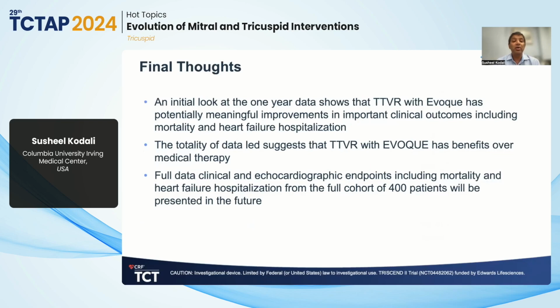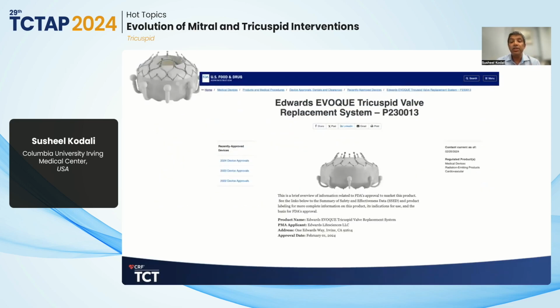Although the full cohort of data is not available, and this will be presented later this year, the initial look at the totality of data suggests that TTVR with EVOQUE has benefits over medical therapy. And based on this initial look at the data, the FDA gave approval for the EVOQUE system for treatment of patients with severe TR that were very symptomatic on February 1st of this year. Thank you very much for this opportunity to present, and I look forward to an exciting discussion.